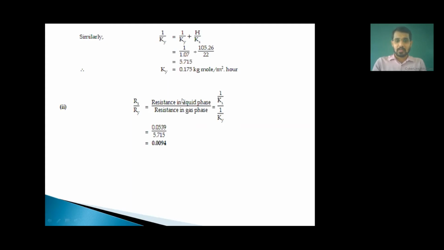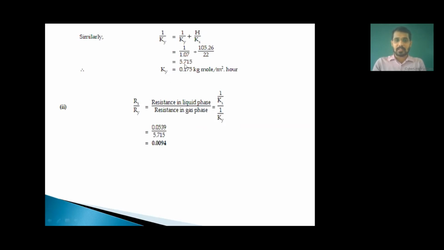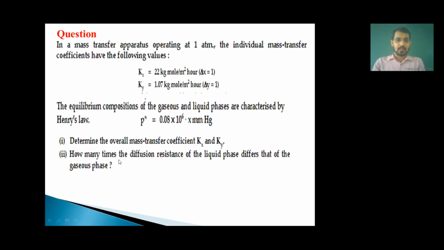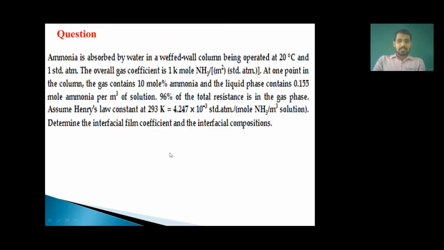You can see here 0.0539 is 1 upon capital Kx, and 1 upon capital Ky is nothing but 5.715. Just put these values here and you will get the ratio Rx by Ry. This is 0.0094. So this is how many times the diffusion resistance of the liquid phase differs from that of the gaseous phase. You can match the terms here, 5.715 for the gaseous phase and 0.0539 for the liquid phase. So this is all about the first question.